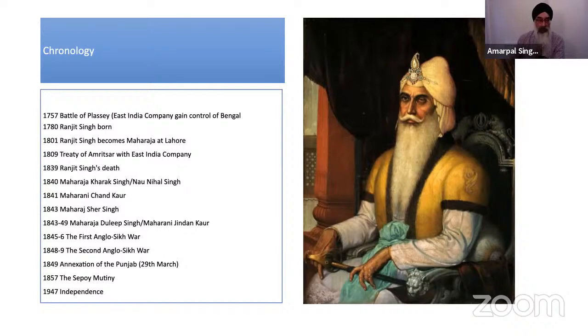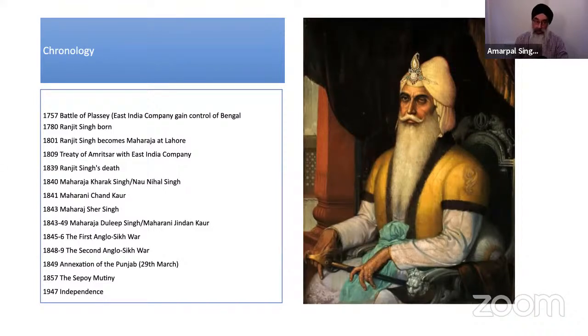Just starting off at the beginning, the British established their control in India in 1757 at the Battle of Plassey, and that was in Bengal. About 22 years later, Ranjit Singh was born. He was the central character in the Sikh empire story, as everyone knows. He became Maharaja in 1801.